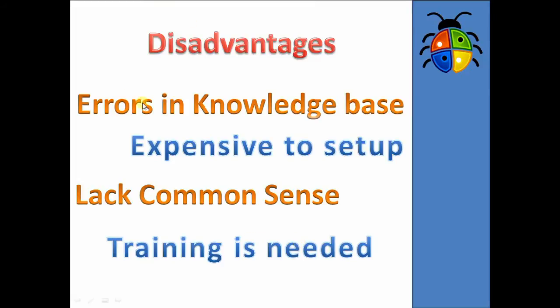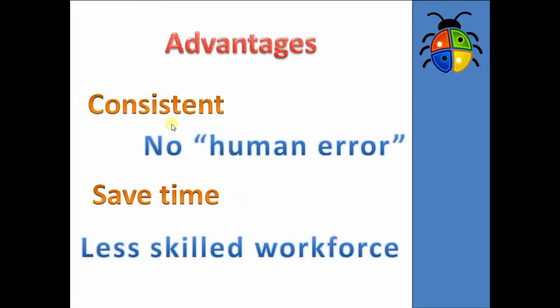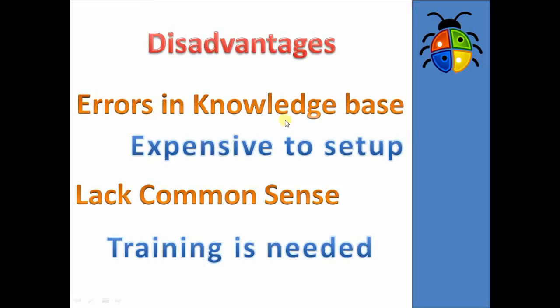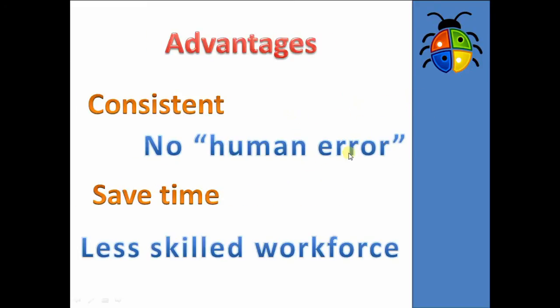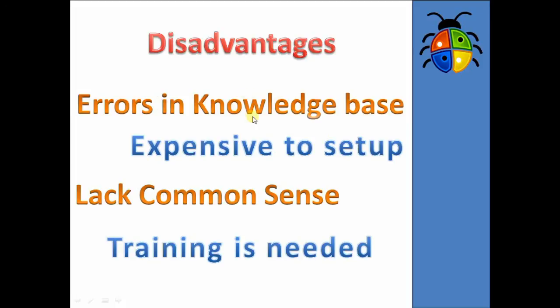So there can be errors in the knowledge base, and while it's true the expert system will give consistent answers, if the knowledge base is wrong, it will give consistent mistakes. So we have to make sure our knowledge base is correct. So it doesn't entirely remove the human error, because when we're creating the expert system, we rely on human experts to bring that knowledge, to give us the rules base. So if there's a mistake there, we're in a lot of trouble.